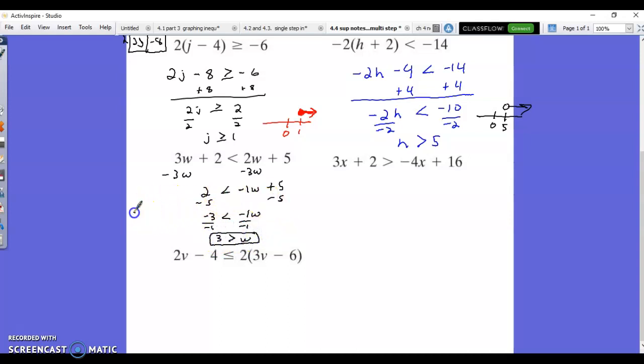And you can graph that. So 0, 3 over here, open circle. W is less than 3, less than is going to indicate this way.